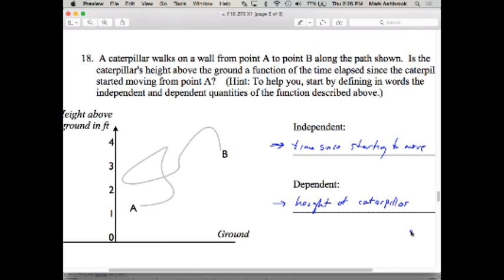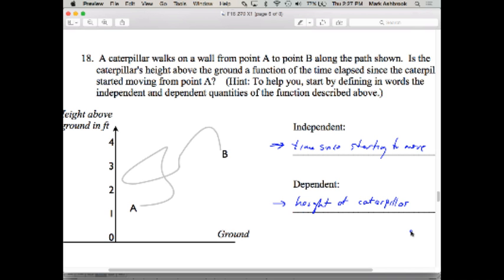Jessica? He said it was a function. Just that graph that is there is not the actual graph of the function. That graph would be the path that this caterpillar took all over the place. But if you were to graph the function between the independent and the dependent variable, that would be a function. And why would it be a function? So you're saying if you actually graph these two variables varying together, you would get a function. Why? Because for every time since it started moving, it has a different height.